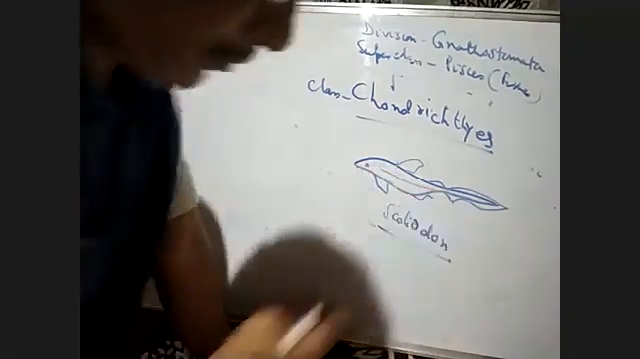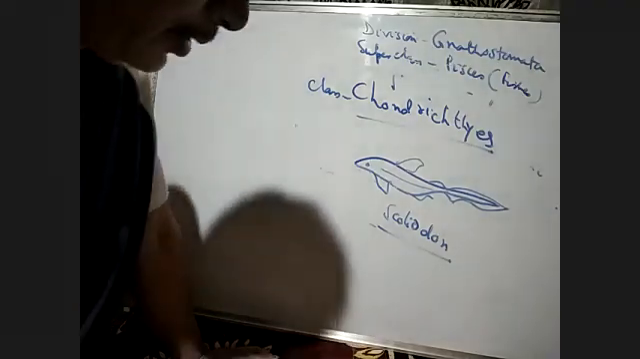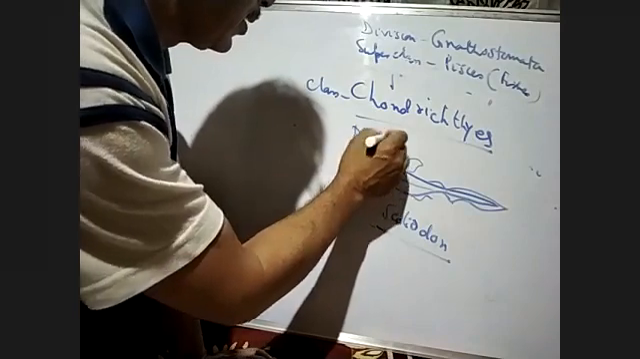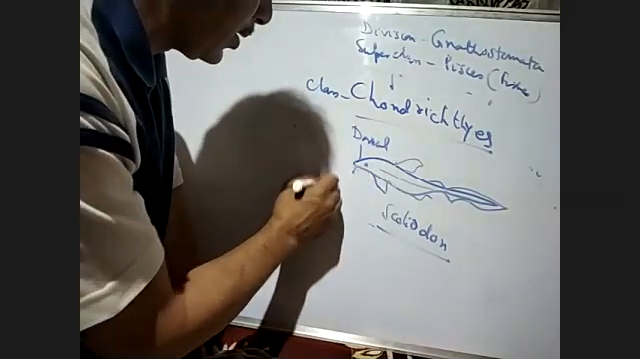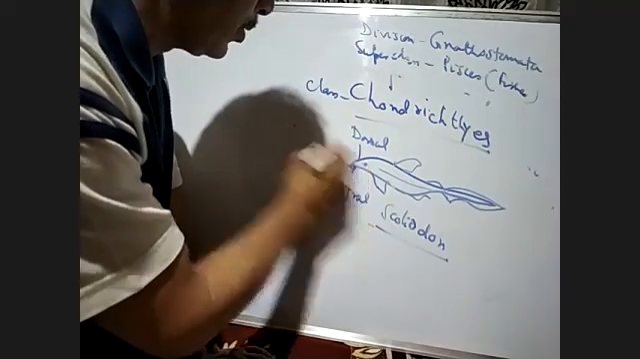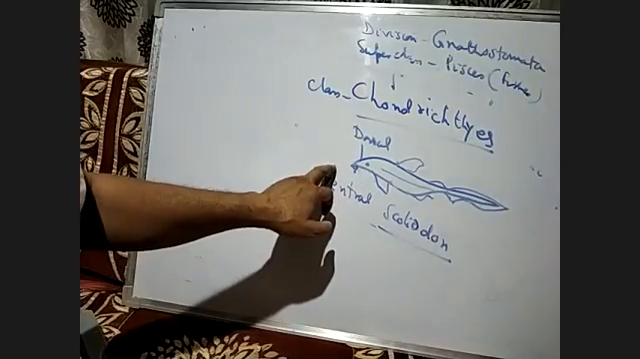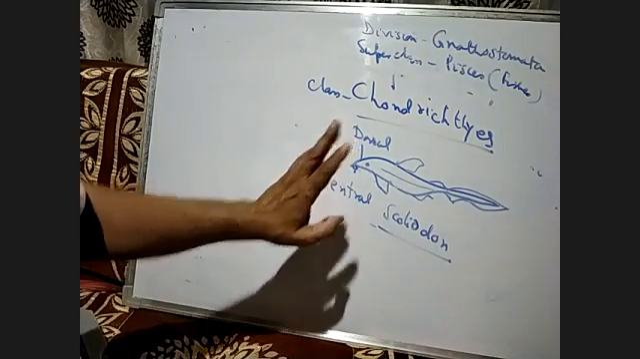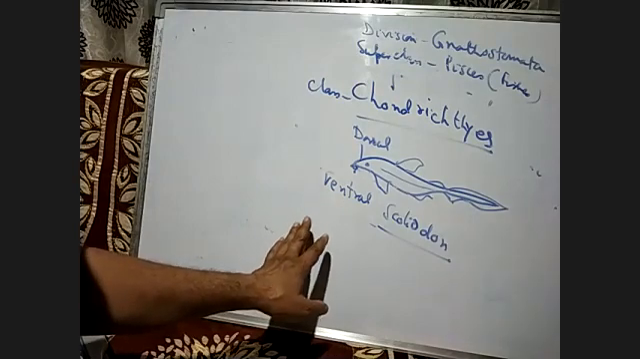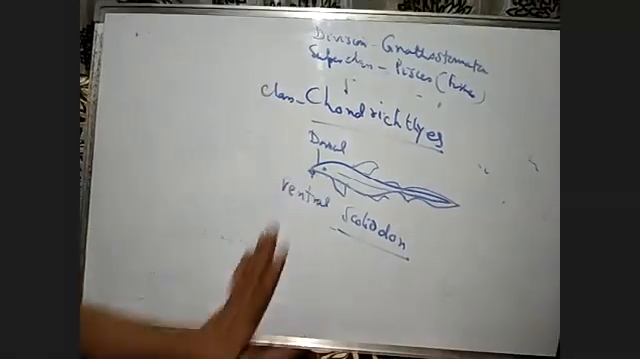Then the mouth is located ventrally. Ventrally means on this side; this is the dorsal side, and this is the ventral side. The mouth is located ventrally, and the notochord is persistent throughout life. Right from the embryonic stage to the adult stage, the notochord is present.